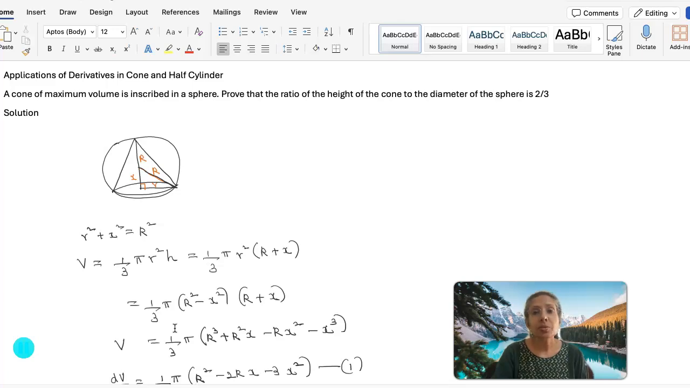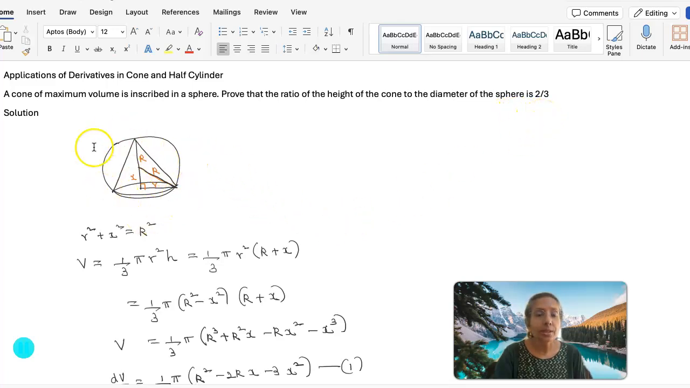In today's lesson, we will be learning applications of derivatives in cone and half cylinder. So we'll start with the problem. A cone of maximum volume is inscribed in a sphere. Prove that the ratio of the height of the cone to the diameter of the sphere is 2/3.